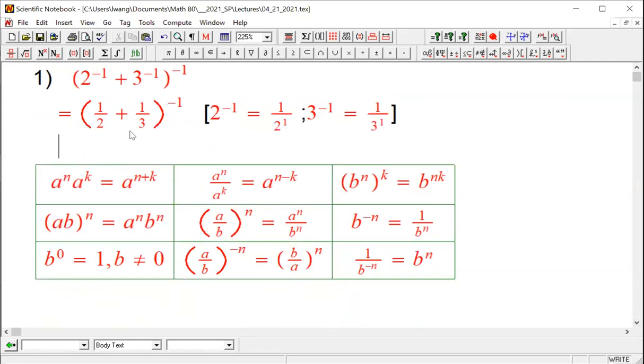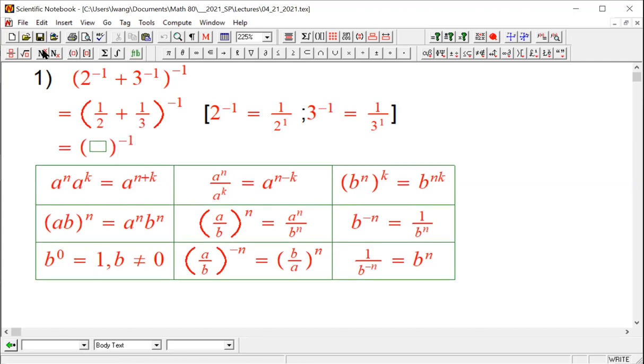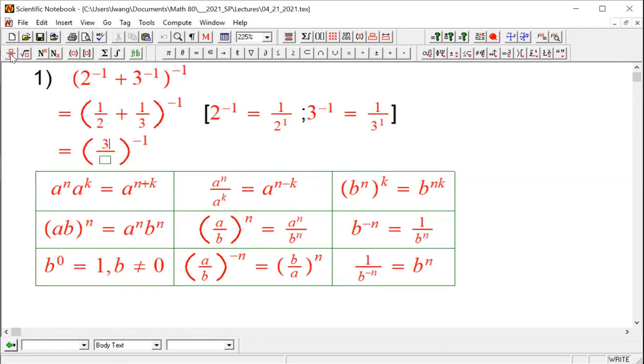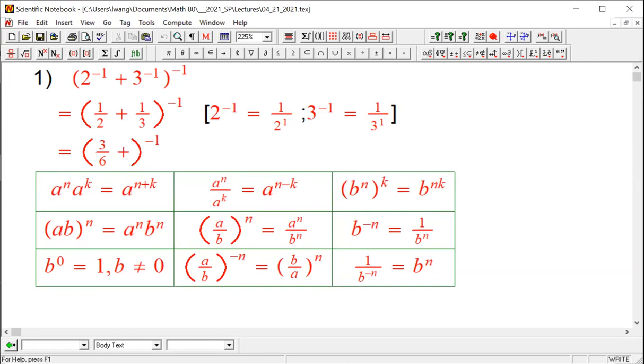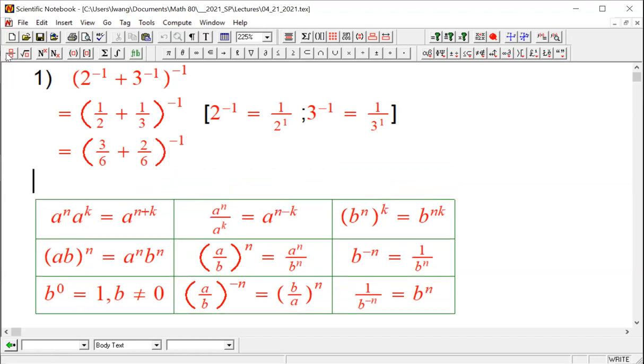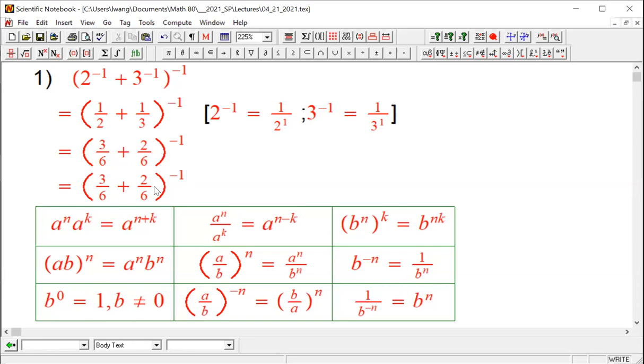Then what else can we do? We're going to operate inside the parentheses. The negative exponents stay outside, waiting. Common denominator: 3/6 and 2/6. And now we're almost there, still working inside the parentheses. That's going to give us 5/6.